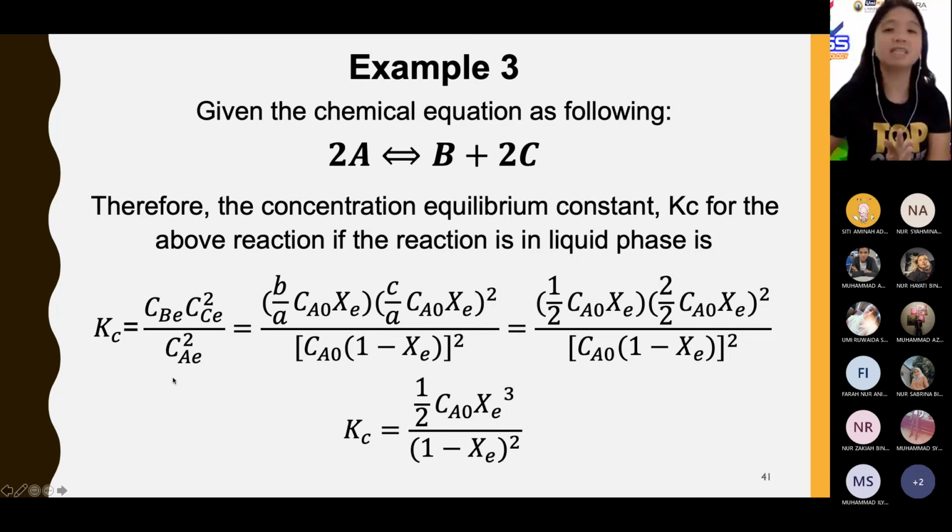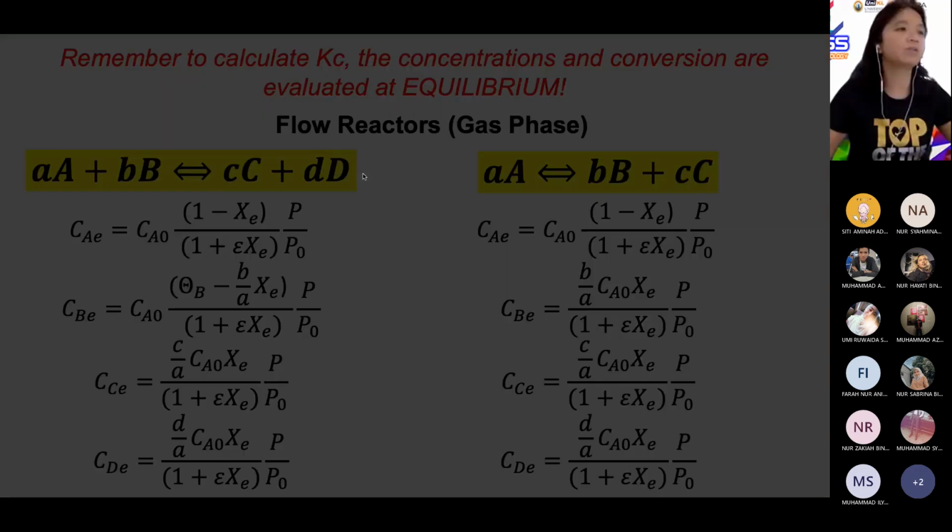So you will write it as Kc equals to top is concentration of your product. So in this case, we have two products, B and C. So concentration of B at equilibrium, power of 1, because the stoichiometric coefficient is 1, multiply with concentration of C at equilibrium, power of 2, because the stoichiometric coefficient is 2, divided by concentration of your reactant A at equilibrium, power of 2.